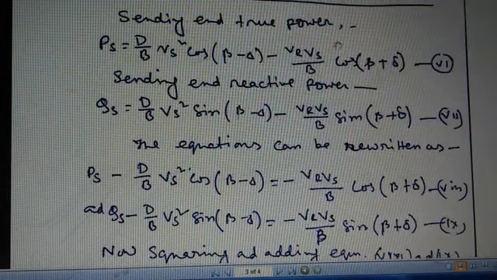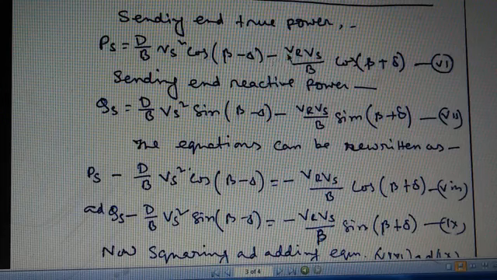Now the sending end true power Ps equals D by B Vs squared cos of beta minus delta minus Vr into Vs by B cos of beta plus delta, that is equation number 4. Now the sending end reactive power Qs equals D by B Vs squared sine of beta minus capital delta minus Vr into Vs by B sine of beta plus small delta, that is equation number 6.